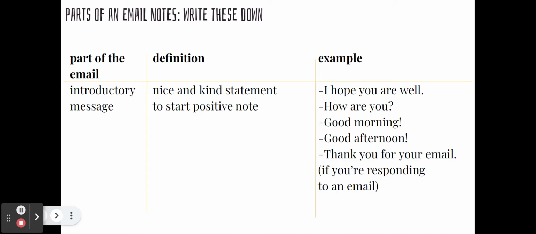After that, we've got your introductory message, with which you are familiar after friendly letters. It's a nice and kind statement to start on a positive note. For example, I hope you are well. How are you? Good morning. Good afternoon. Or perhaps, thank you for your email, if you're responding to one. It just starts your email on a nice, positive note for your reader, and it's so quick and easy.